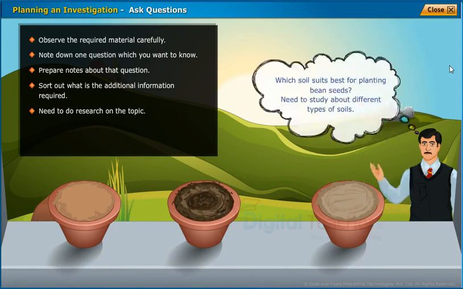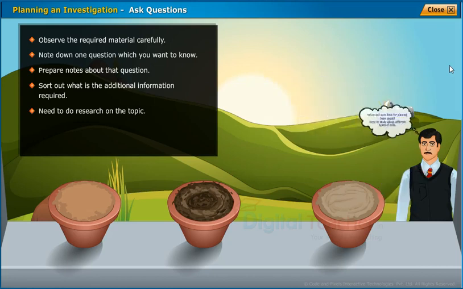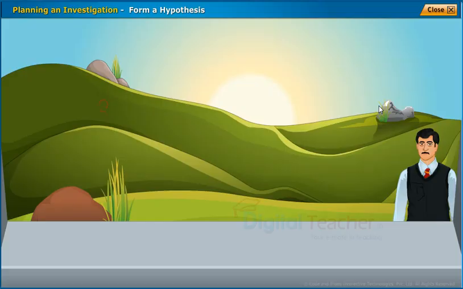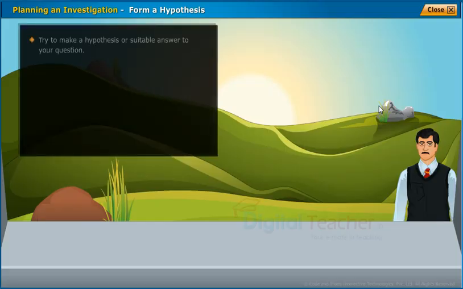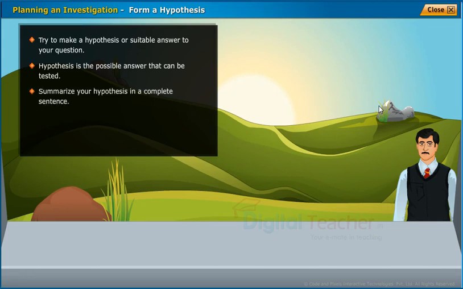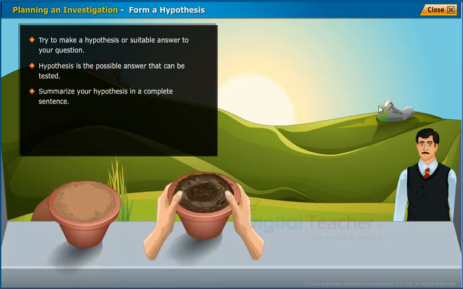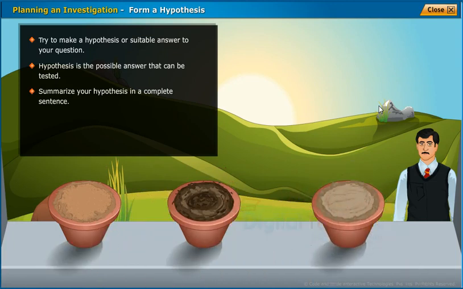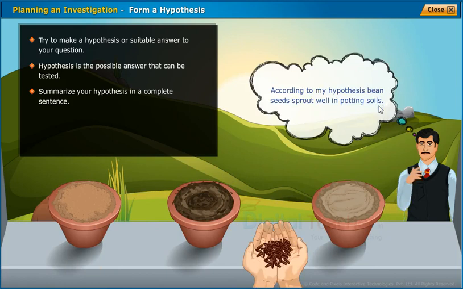Which soil suits best for planting bean seeds? Need to study about different types of soils. Form a hypothesis. Try to make a hypothesis or suitable answer to your question. Hypothesis is the possible answer that can be tested. Summarize your hypothesis in a complete sentence. According to my hypothesis, bean seeds sprout well in potting soils.